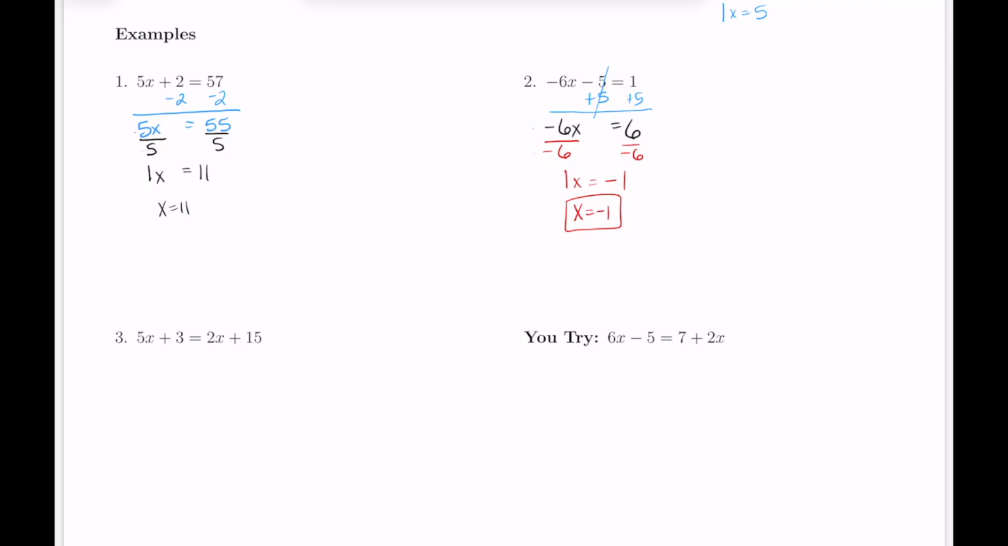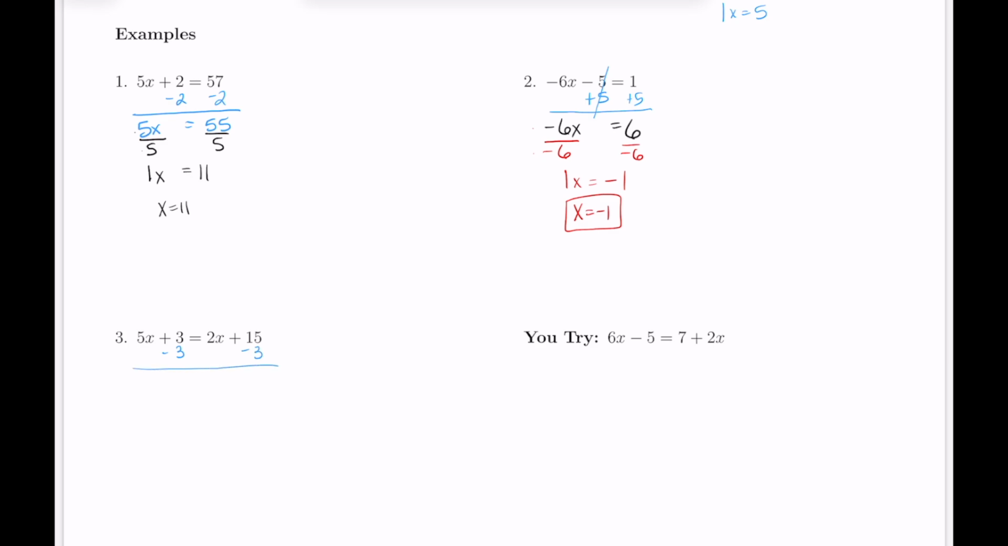Down here you can see we have more terms. On the left side of this equal sign, I have 5x plus 3, and on the right side I have 2x plus 15. So I have 2 terms on the left side and 2 terms on the right side. I'll start out just like I did before by using some inverse operations. I'll subtract a 3 from the left and a 3 from the right.